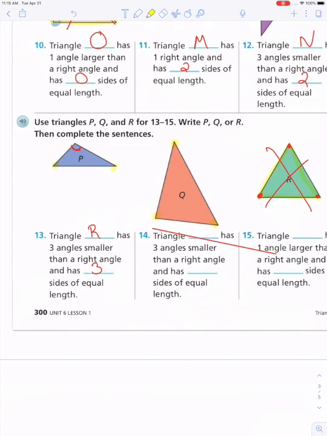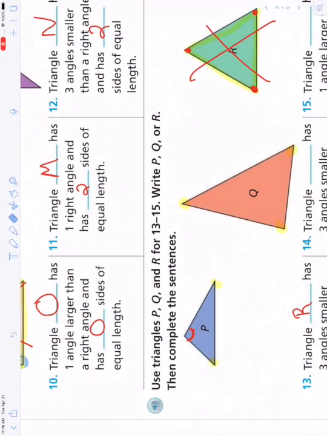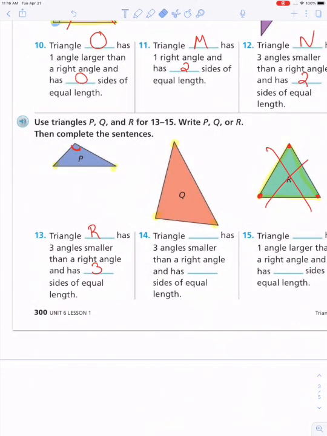Okay, so I goofed up there. That is not a 90. That is an acute angle as well, but that was really close. I guess we should have looked. It didn't have the little square, right? So that should have been our hint that it wasn't a 90. But we're going to go with triangle Q. Does not have anything. They're all acute.